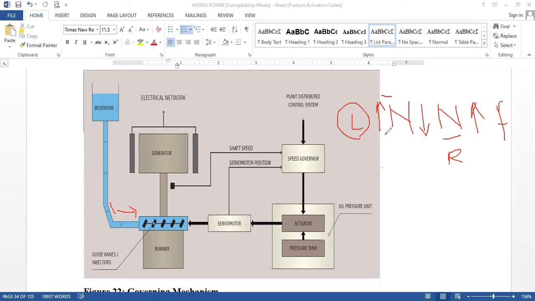And because of this, the speed of the turbine, or say the shaft of the rotor of the alternator, can be maintained constant, by which we can rotate the machine, that is the alternator, at constant speed, and as a result of that, it will generate at the constant frequency. So this is how the overall mechanism works.